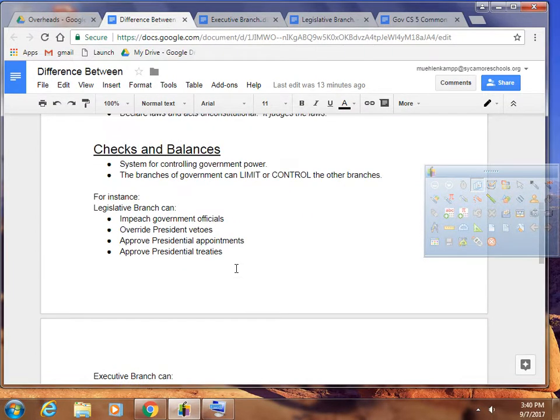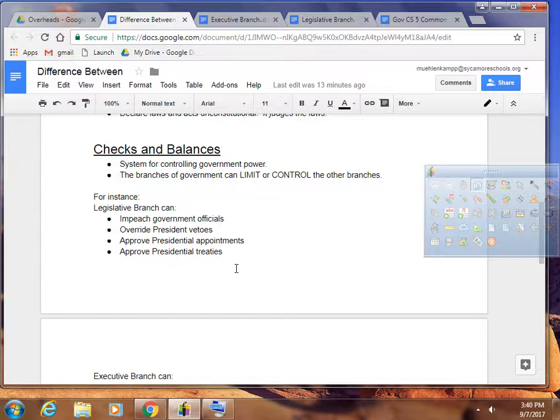So, with that said, separation of powers leads into checks and balances, because some of the powers within each branch limit or control the other branches. For example, the legislative branch, through the Constitution, has the power to impeach government officials. They can impeach the president. That's a way of controlling power of the president.